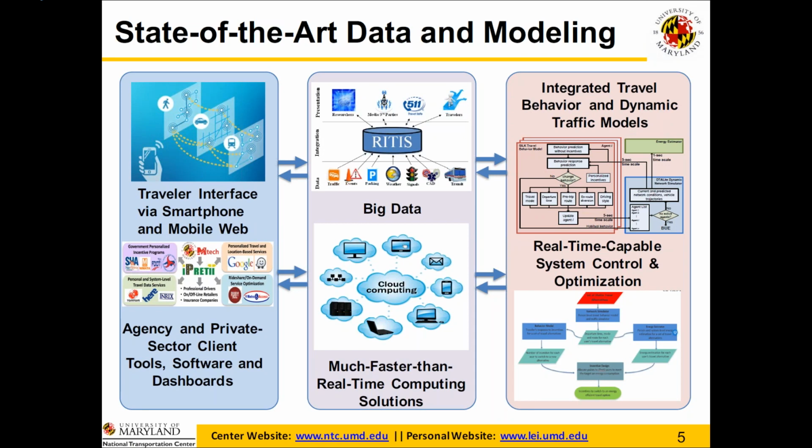And these models are supported by the big data I mentioned. They're also enjoying much faster than real-time computing solutions. So you can actually take outputs out of these model systems and make decisions for your demand management and mobility service to deal with real-time demand and real-time situations. And then these models can be applied in a travel interface through smartphones. So these computing models can support different kinds of smartphone apps through APIs and software development kits. They can also support different kinds of agency or private sector client tools, software, and dashboards.